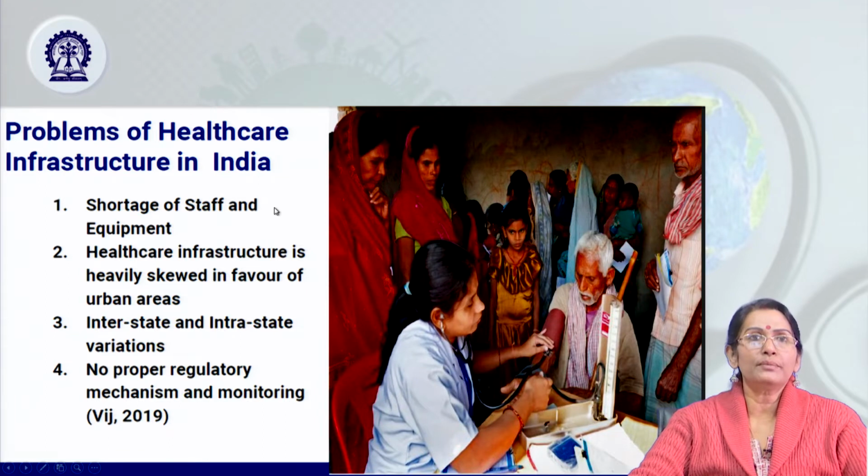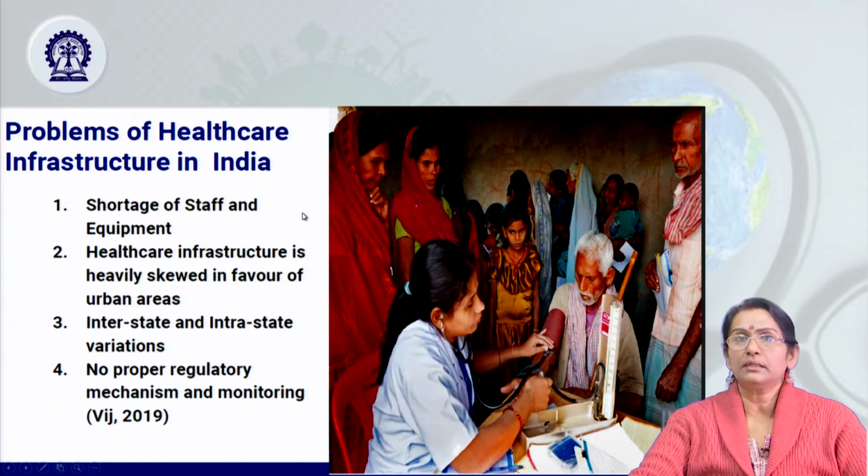However, what are the crucial problems of healthcare infrastructure in India? The first is the shortage of staff and equipment. In most public health hospitals and organizations, and the primary health care centers, there is a lack of modern, latest, updated equipment and infrastructure.